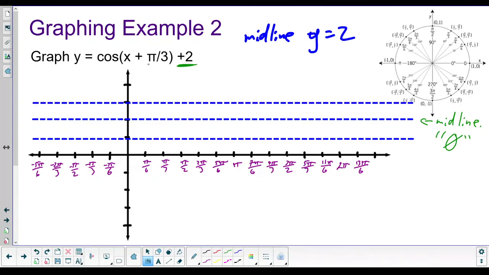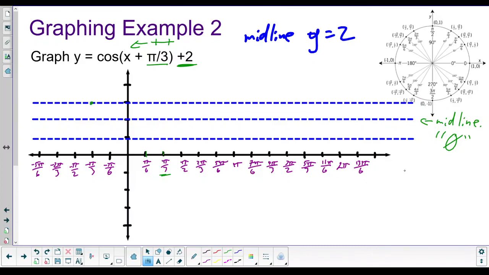We also need a horizontal shift of pi over 3. So that is 2 tick marks, because there's pi over 3. Because it's plus, we're going to go left 2 tick marks, if that makes sense. Okay. So instead of starting at 1, 0 for cosine, that's what the parent function is, we would start at the maximum, and it would be on 0, but we need to go left 2 tick marks. So 1, 2, start there.